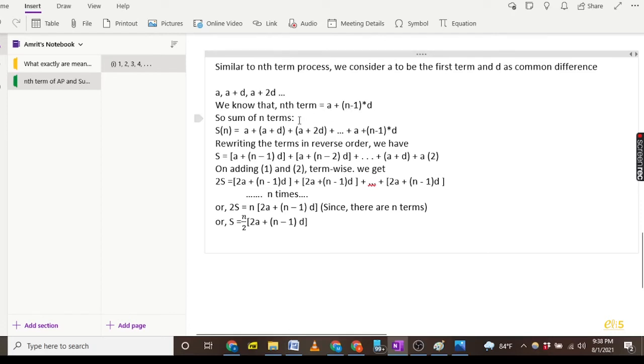So the sum of n terms, that is the sum of every year's salary, becomes Sn equals a, the first term, a plus d, the second term, a plus 2d, the third term, and so on up to the nth term, because we have to find the sum up to the nth term. If we add each term individually up to the nth term, we get the sum. That's simple common sense. We can also write this in reverse order, because it gives the same sum.